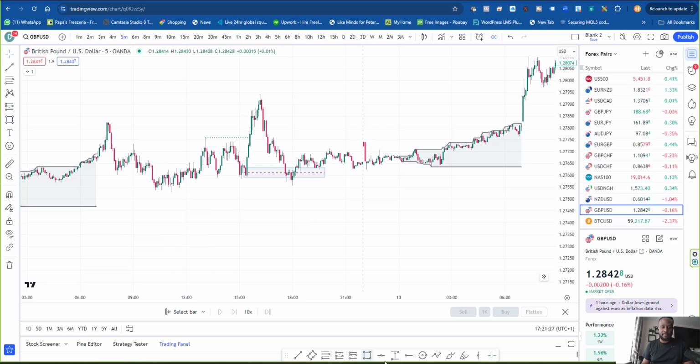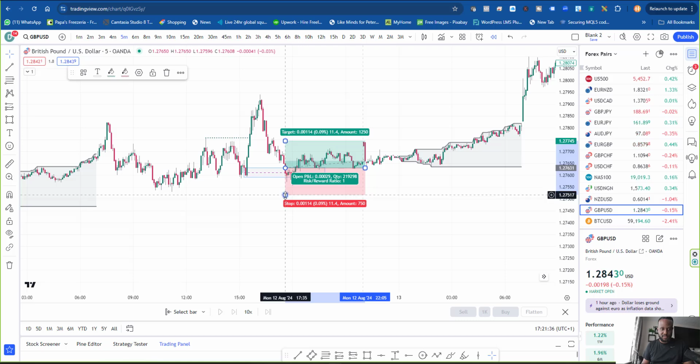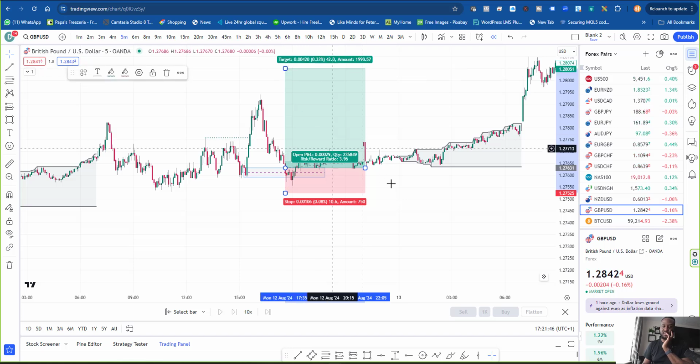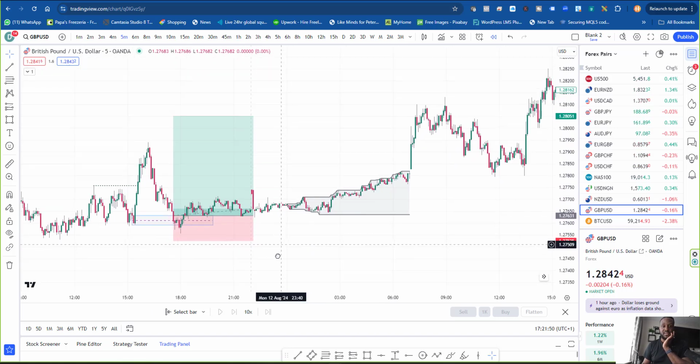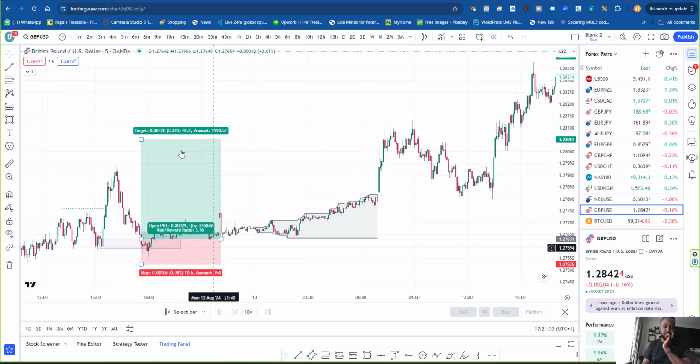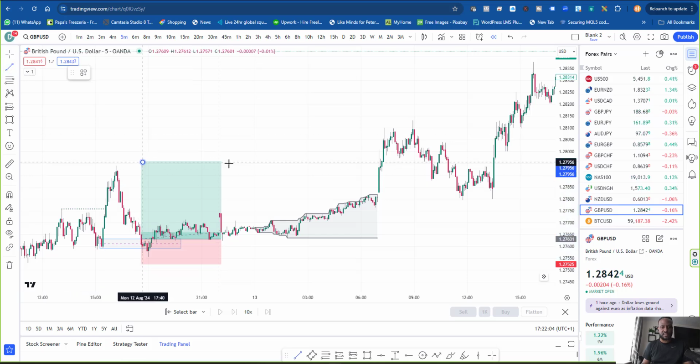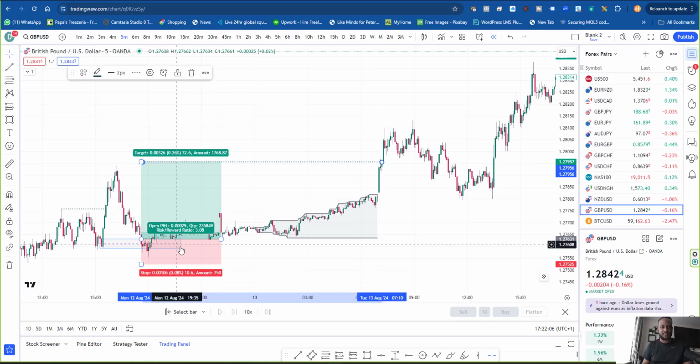So my entry was there, stop loss just below here, perfect. And so price pulled back down, got us into that trade later in the day. I held it through the night, and then the next morning we got our 3 to 1, which should have been around here. So 3 to 1 was around here, right? The next morning, right?